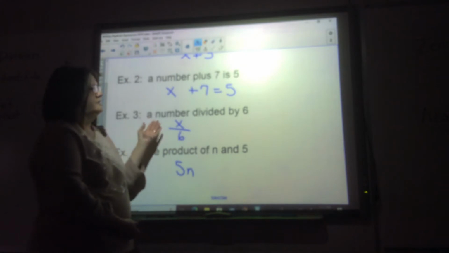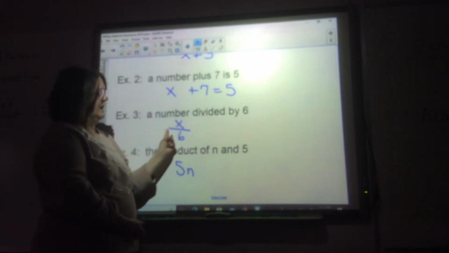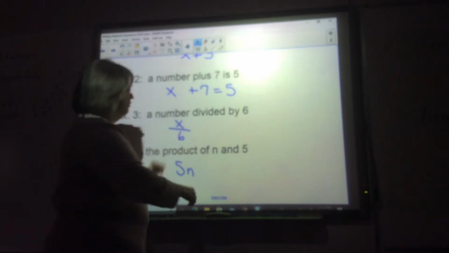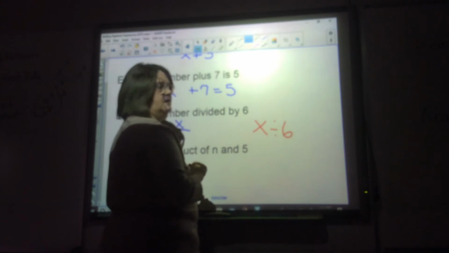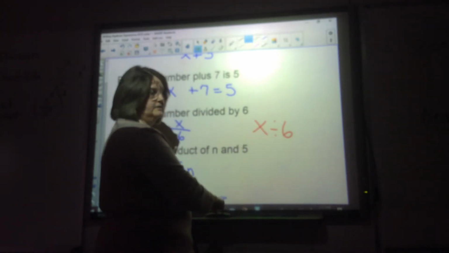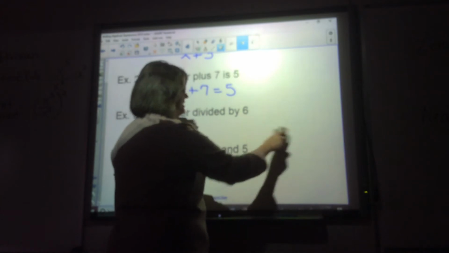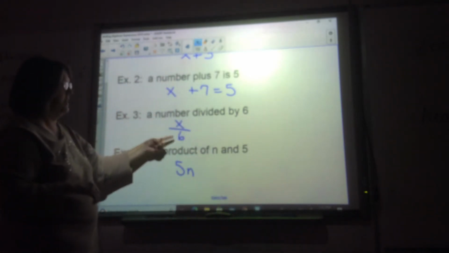A number divided by 6. A number divided by, we use a fraction bar. You don't usually in algebra write the divide sign, because that's not what we put in equations. That's correct, but you won't see that. You'll see a fraction bar instead. So x divided by 6.